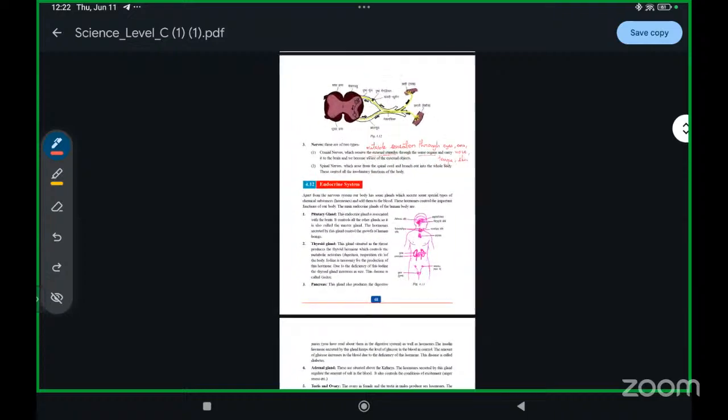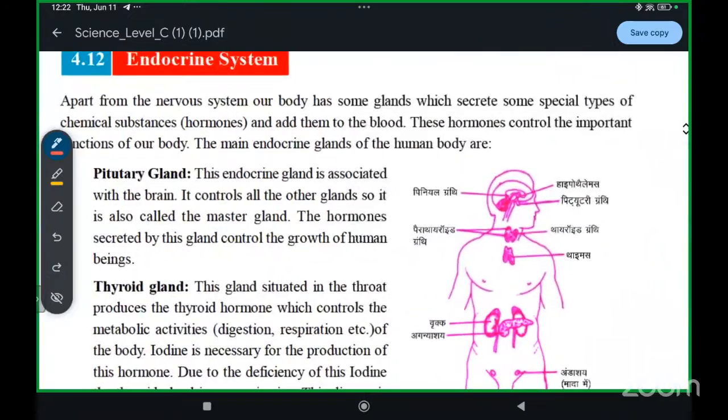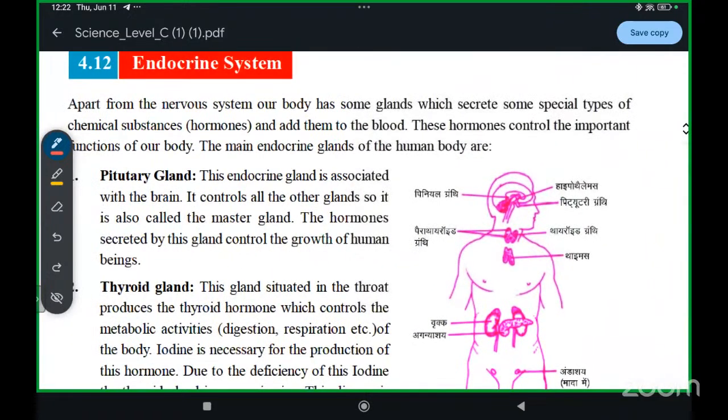We will stop here today. Tomorrow we will start with the endocrine system, the glands of our body. So let's stop, and 5 minutes break for you. Then we'll begin with the maths class.